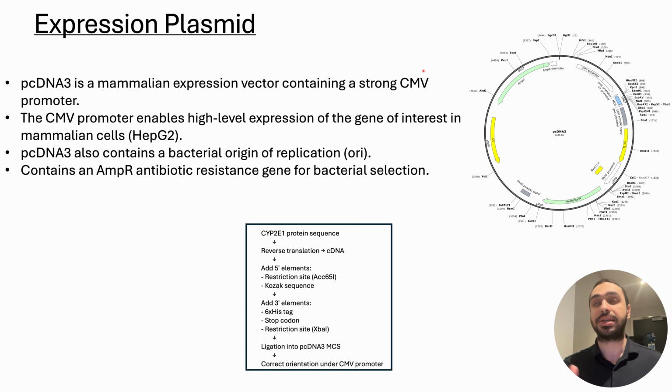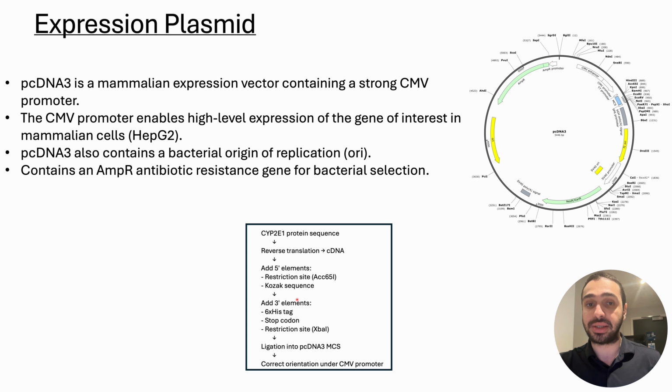Before sending the gene of interest to synthesis, several modifications are required. Restriction enzyme sites are added to both the 5' and 3' ends of the CAP2A1 cDNA, selected based on the multiple cloning site of the plasmid. Using two different restriction enzymes ensures directional cloning and correct orientation of the gene within the vector. At the 5' end, a Kozak sequence is added to enable efficient translation in mammalian cells. At the 3' end, a His tag and stop codon are added for purification and proper termination of translation.